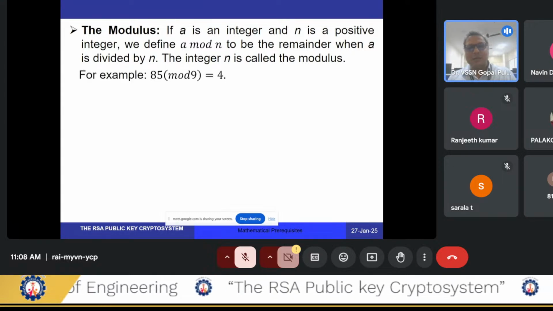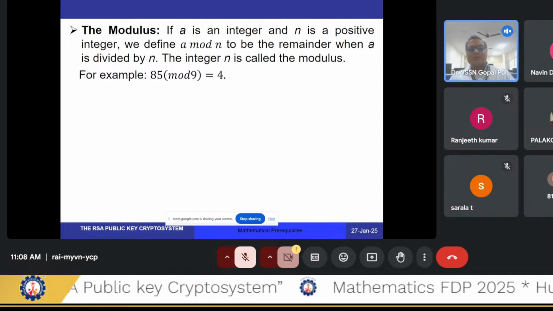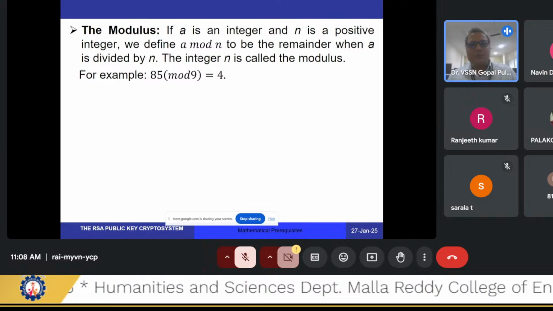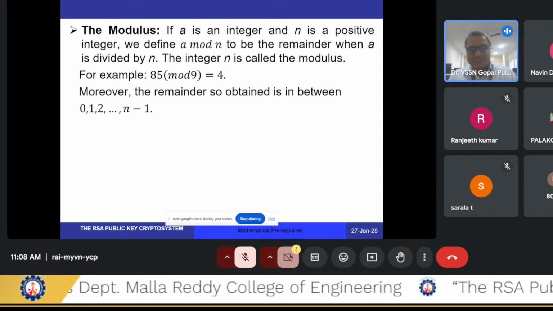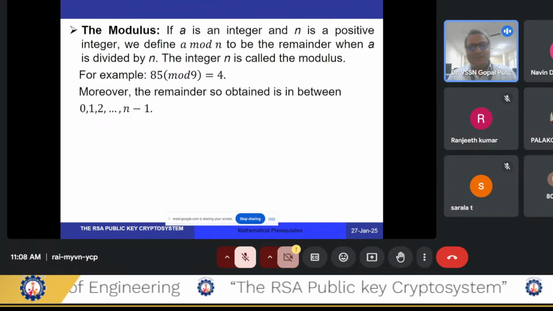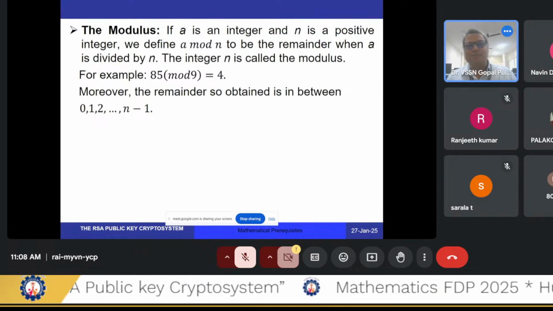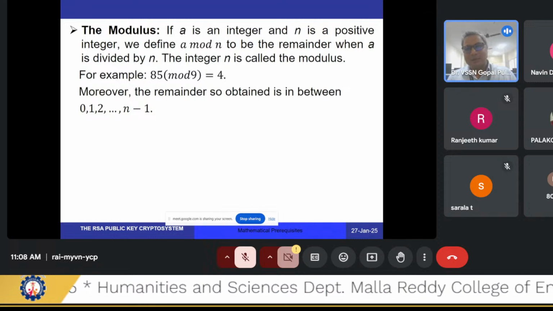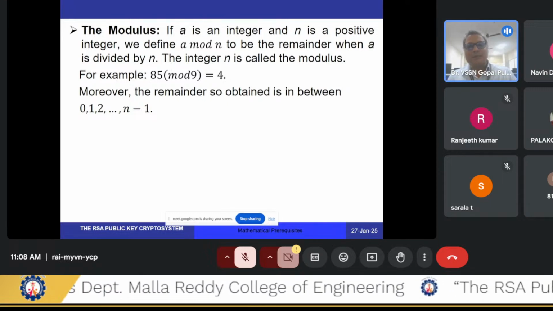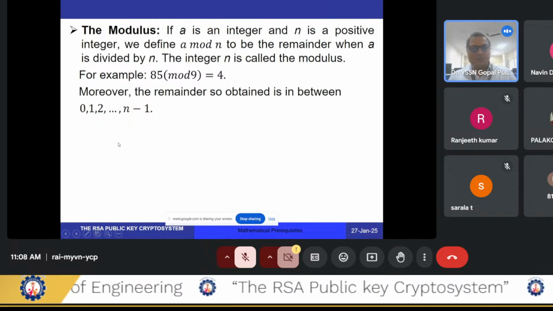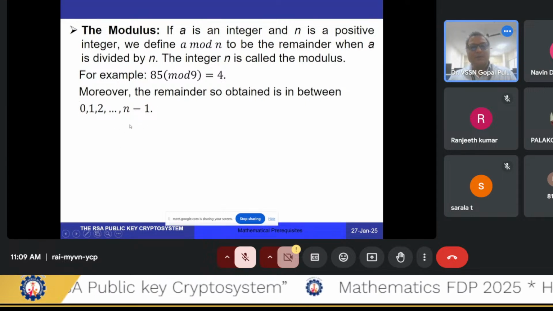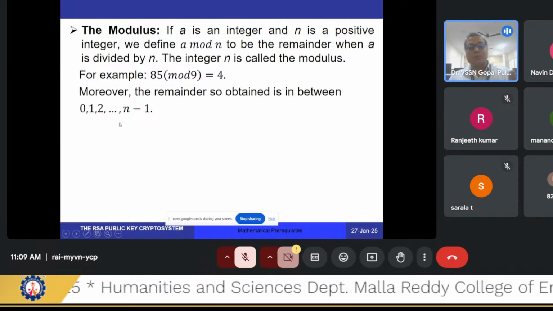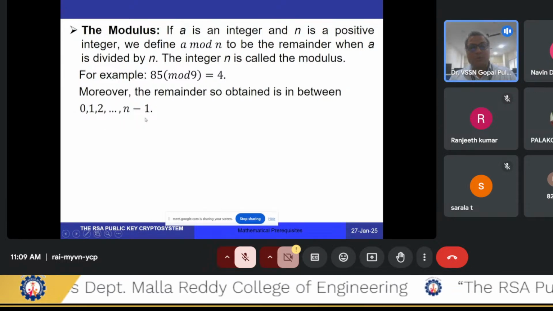As a simple example, consider 85 mod 9. If you divide 85 by 9, you end up with the remainder 4. This is not a big thing. The point here is that whatever remainder we obtain whenever we divide a by n, the remainder always lies among the integers 0, 1, and so on, up to n minus 1.